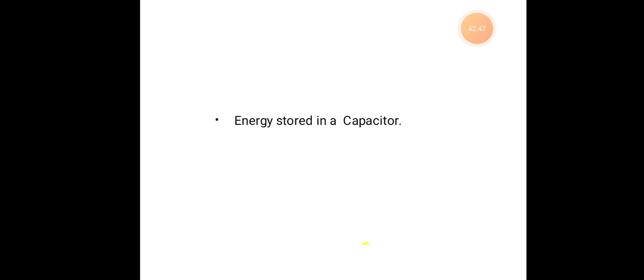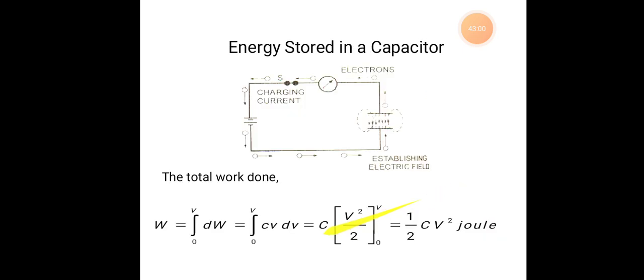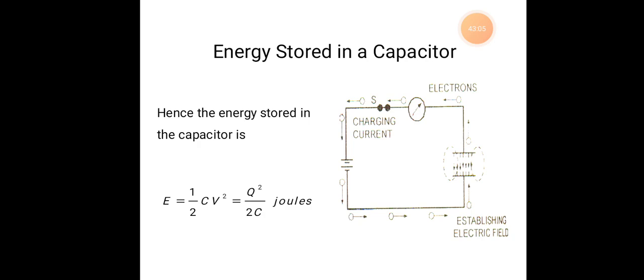Okay. And one more derivation: the equation for the energy stored in a capacitor. The energy stored is represented by the letter E, and E = 1/2 CV², capacitance times the square of the voltage. That is equal to Q²/2C, where Q means charge, and the unit of charge is coulombs. So the unit of the energy stored in a capacitor is joules.